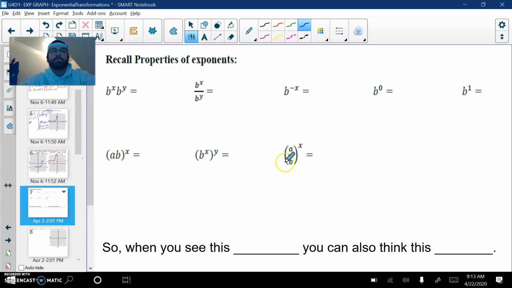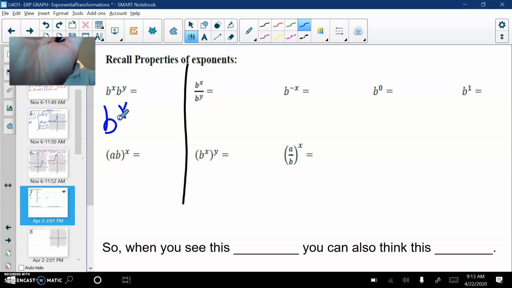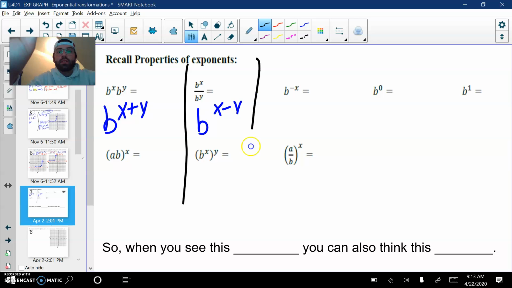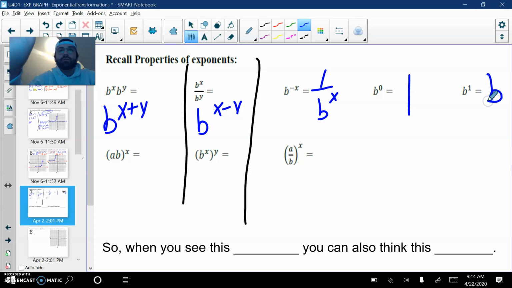Okay. I want to review some exponent rules. Rules of our properties of exponents, and we're going to come back to these in a little bit. If I multiply same base like this, what do I do with my exponents? If it's x squared times x to the third, it'd be x to the fifth. So it's really b to the x plus y. Remember, when you multiply, you add. Then when I divide, I subtract. If I have a negative exponent, how do I make it positive? I flip it. Anything to the 0 power is 1, and then the first power is itself.